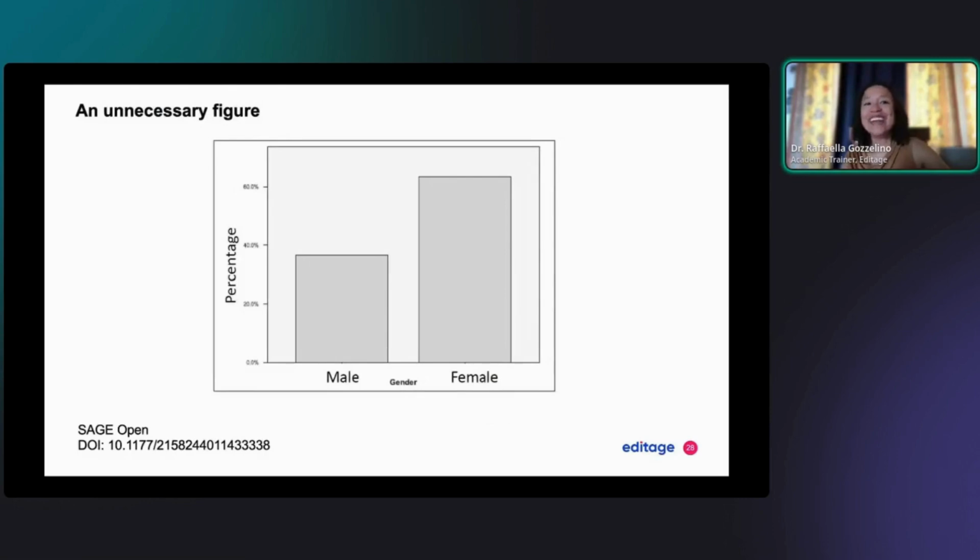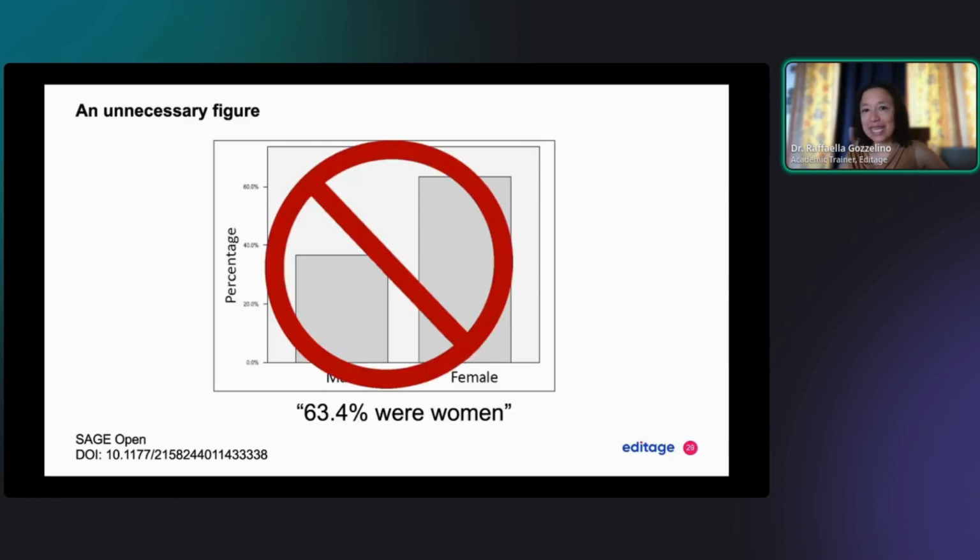Avoid all unnecessary figures like this one, right? This is really unnecessary. You can simply state it in the description of the results, that in this case, 63.4% were women. You don't need to provide a figure of that. If you are also using age groups, you don't need to provide the figures for age group. It's just a sentence, and you avoid unnecessary measurements.